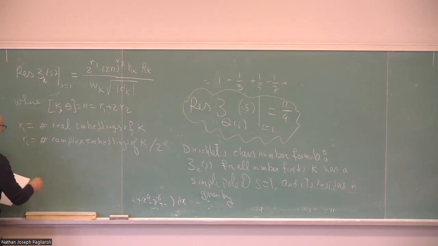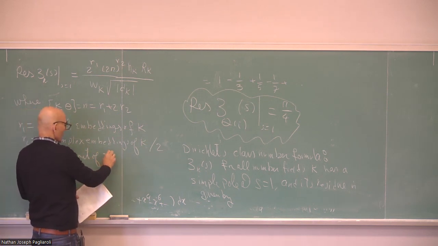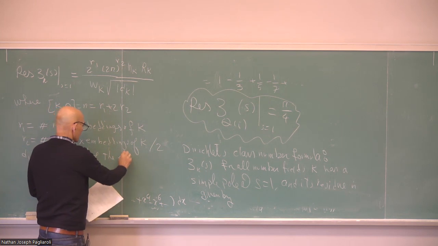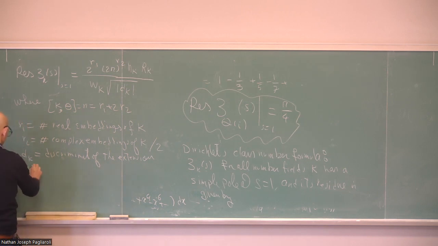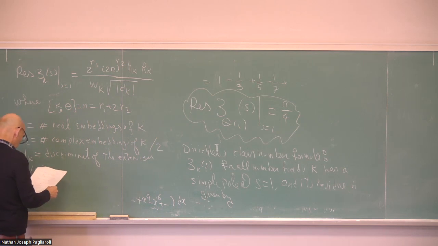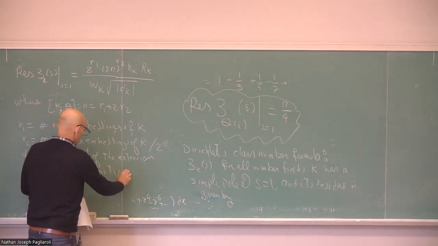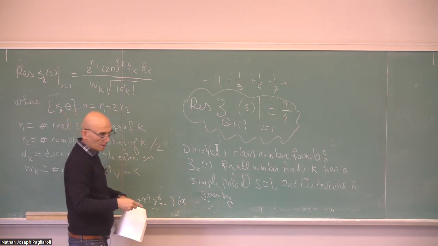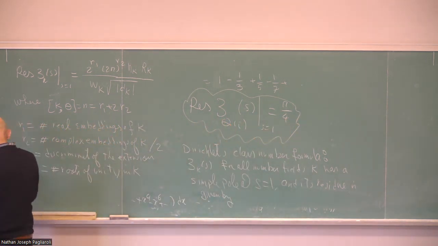d_K is the discriminant of the extension. I will define this discriminant. w_K is the number of roots of unity in K, the order of the group of roots of unity in K. Because roots of unity in any ring form a group, and this is a finite group. You can check, and this is what it is.